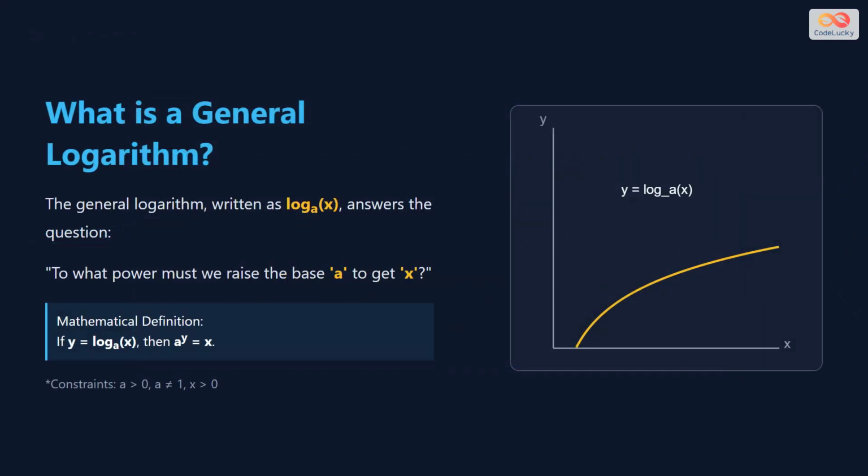First, let us make sure we understand what a general logarithm is. When we write log base a of x, we are asking a specific question about exponents. We are asking, to what power must we raise the base a to obtain the value x? For this function to work in calculus, our base a must be a positive number not equal to 1, and our input x must be positive.